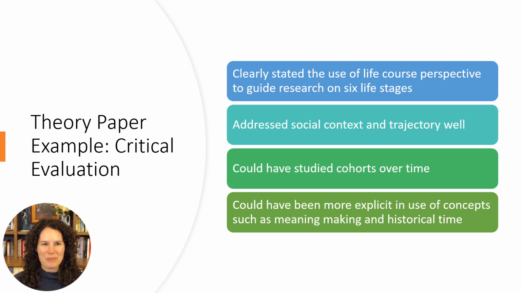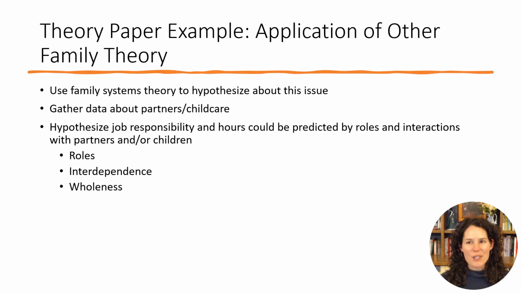So in the 5th and final section of your paper, we ask you to pick one of the other 5 theories that we're studying in this first unit on family theories. And so in this case, I've picked family systems, and first I'd briefly describe it. And then I would say, how would I do things differently if I was coming at this study from a family systems perspective rather than a life course perspective?